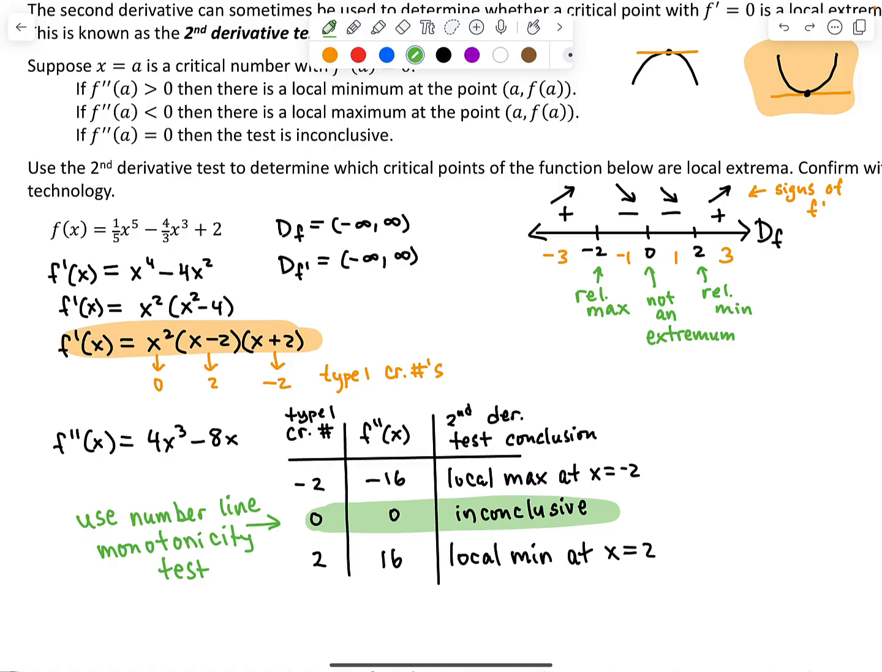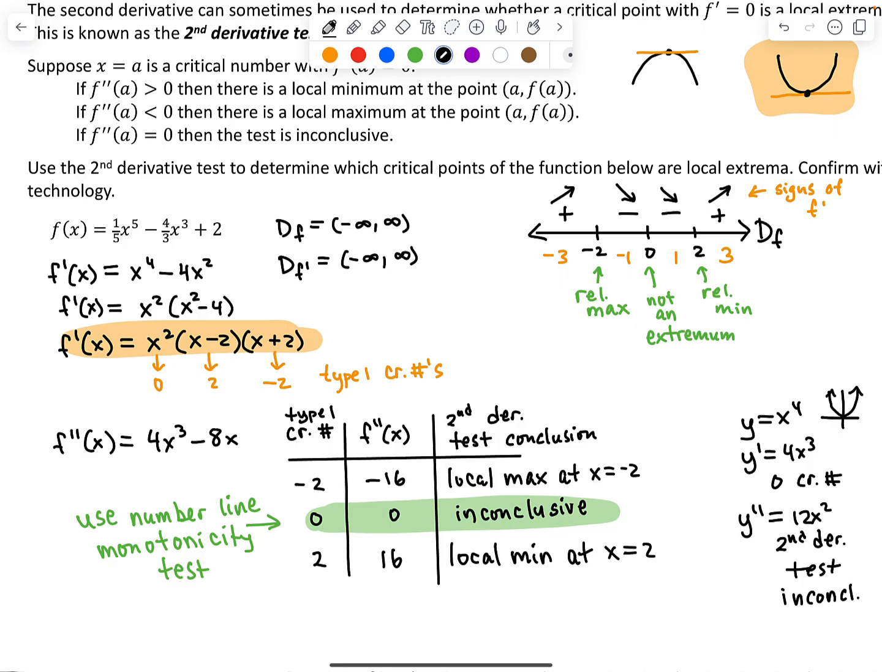Let me give you a quick example. Suppose our original function was x to the 4th. This graph looks something like this. It does have a minimum at 0, 0, but the first derivative is 4x cubed. Plugging in 0 into the derivative gives you 0 back, so we have a flat spot. So 0 is a critical number, but the second derivative is 12x squared, and when you plug 0 into this, you get 0 back.